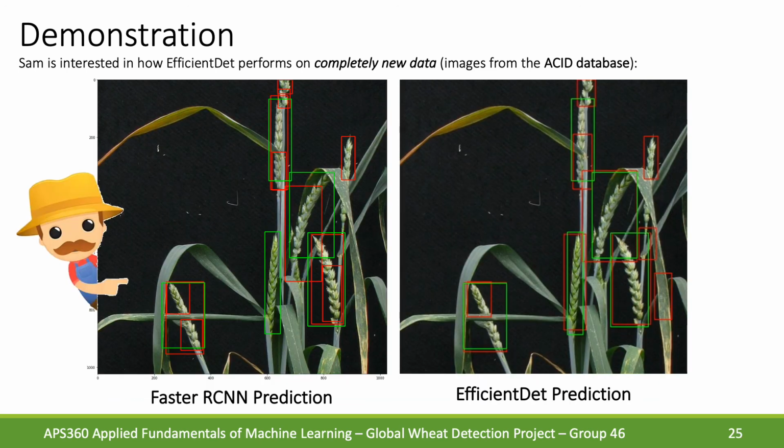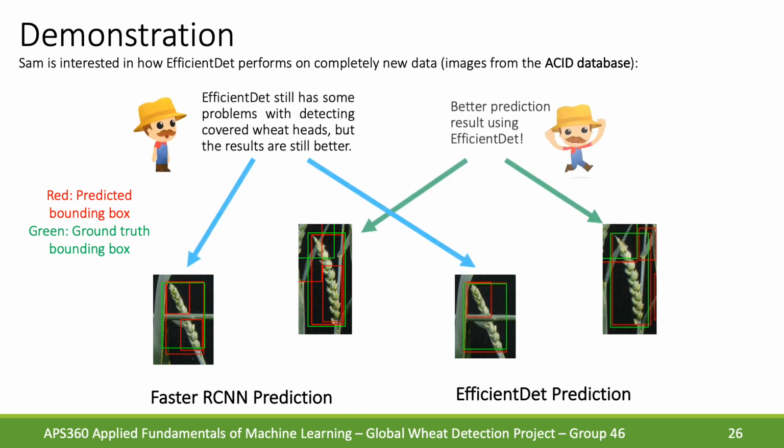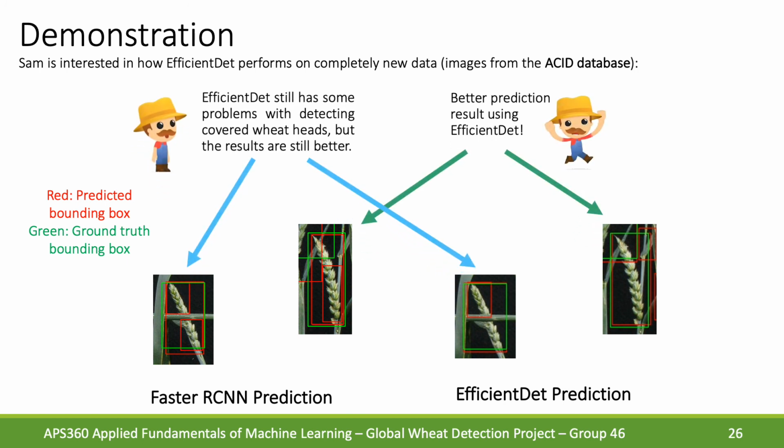After testing on ACID, Sam compared the results of Faster RCNN and EfficientDet again. Taking two sets of bounding boxes as an example, he found that EfficientDet still has some problems with detecting covered wheat heads, but the results are still generally better.